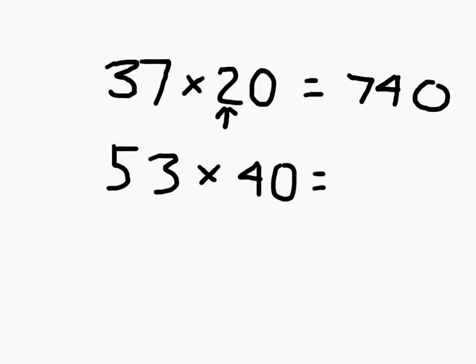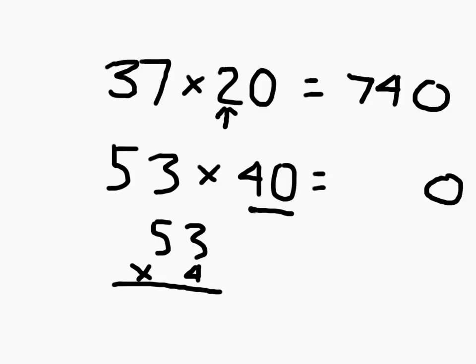53 times 40, we're talking about multiplying by 4 tens again, and that's why we'll put a 0 here. And then all we have to do now is figure out what 53 times 4 is. Maybe you had to rewrite it like this yourself, if you had paused the video. 4 times 3 is 12, regroup the 1. 4 times 5 is 20, plus 1 is 21. We already know that 53 times 4 is 212, so 53 times 40 is 2,120.